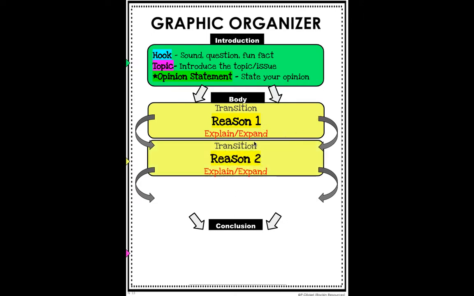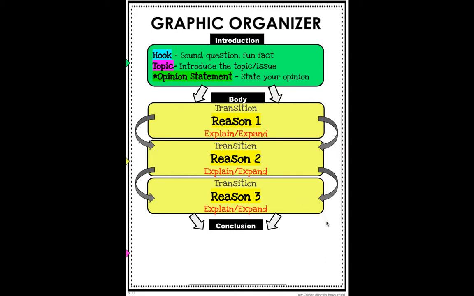And you're going to repeat that. You're going to have a transition like, "my next reason for feeling this way is," and then you're going to state your reason, and then explain and expand and give some more examples. And then you're going to give at least one more reason. You're going to have some type of transition or linking phrase like "finally," or "for my final reason, I feel," and you're going to tell us the reason, and then explain and expand and give some more examples for reason number 3. All of this is included in your body paragraph.